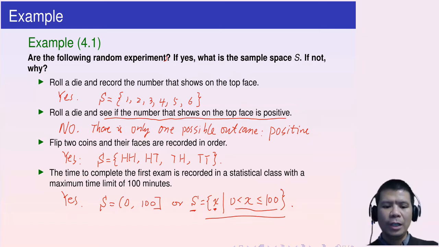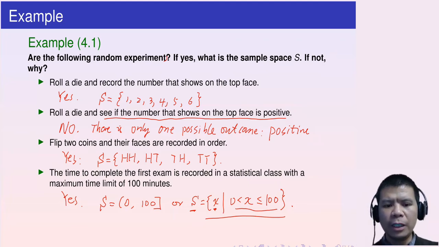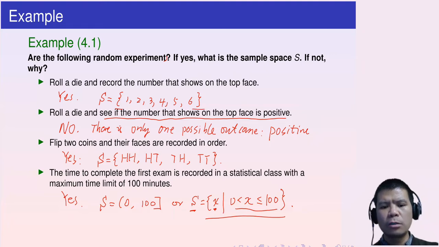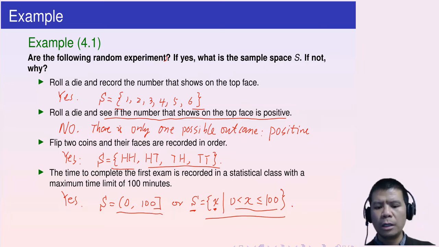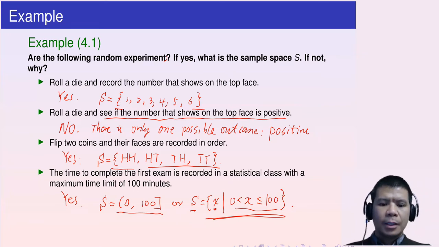You can use different set notations, but make sure that you have set notation. If it is finite, you want to use curly brackets to include all the possible outcomes. You can also use an interval or something like this. We're going to learn more set notations in the future. Very good, this is our first example.